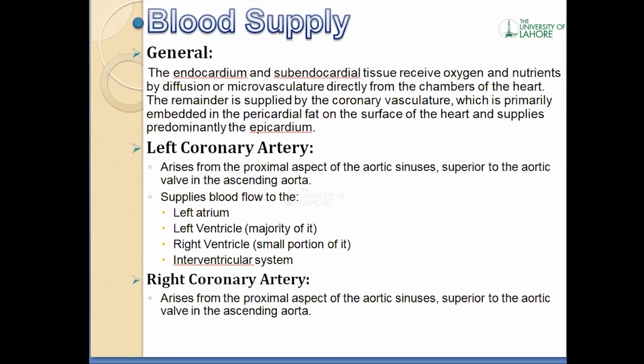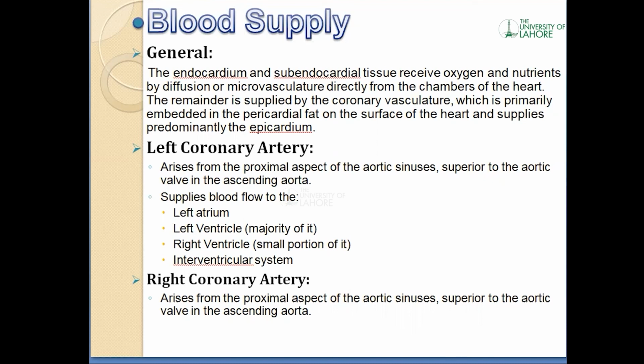The left coronary artery arises from the proximal aspects of the aortic sinuses superior to the aortic valves in the ascending aorta. It supplies blood flow to the left atrium, the left ventricle, the majority of the right ventricle, a smaller portion of it, and the interventricular septum. The right coronary artery arises from the proximal aspects of the aortic sinuses superior to the aortic valves in the ascending aorta. So the blood supply of the heart is the left coronary artery and the right coronary artery.